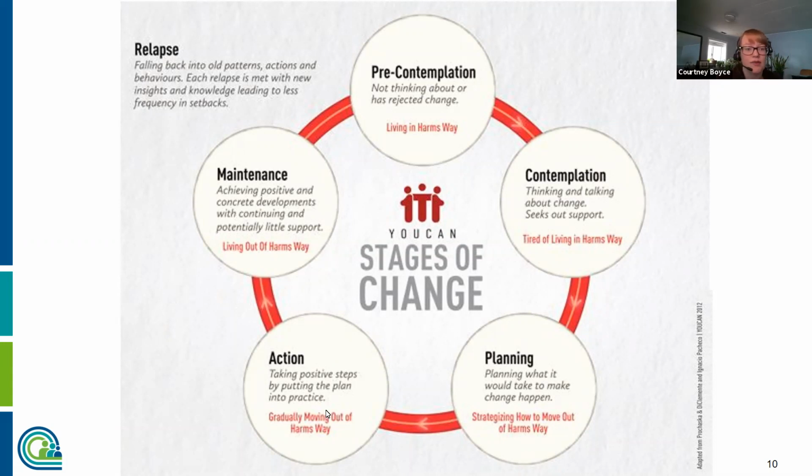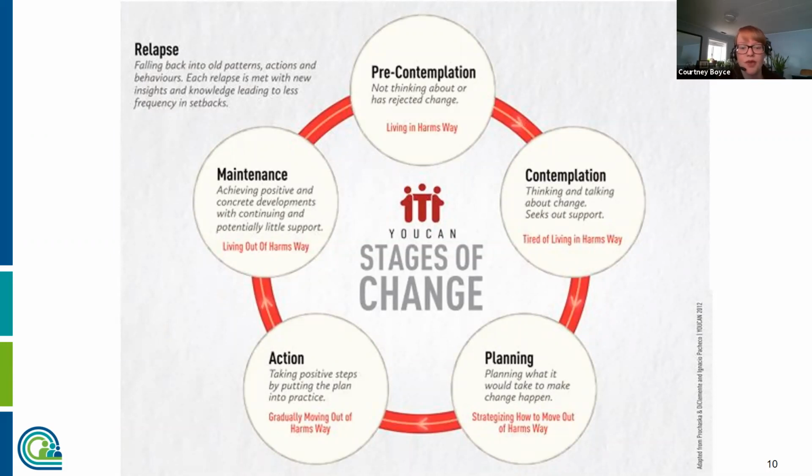And each relapse is met with new insights and experience that can help inform that person and also re-engage them back into those stages of change based on the motivation that they experienced. So these are any type of health-related behavior, and it acknowledges that this is where people are and this is how they live, and this is how we can help support them by going through them with that continuum of change.